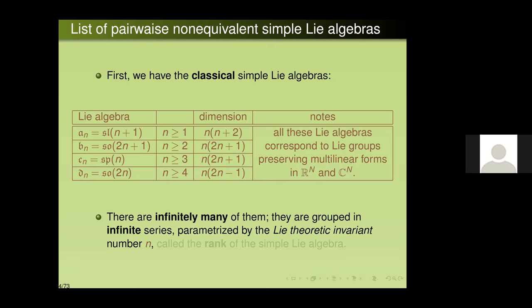One of them is called the split real form. How do you get it? Take the complex algebra G2 and forget about the complex numbers, so think of it as an algebra over the real numbers. That's split G2. Another one is called compact G2, and it is the G2 whose Killing form is definite.